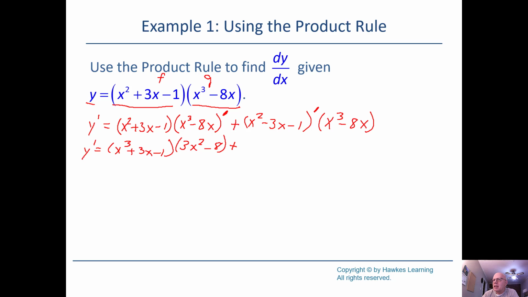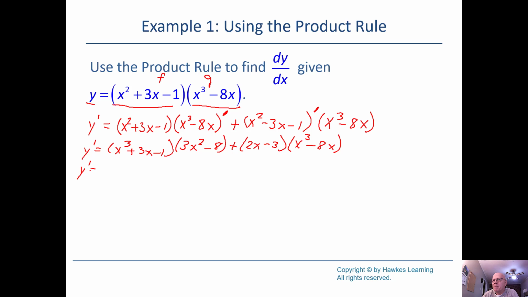Next, we're going to take the derivative of the first one. The derivative of x squared is 2x. Minus 3x gives us a minus 3. Negative 1, you get a derivative of 0. And then we're multiplying it times the second function, x cubed minus 8x. That should be the hard part.